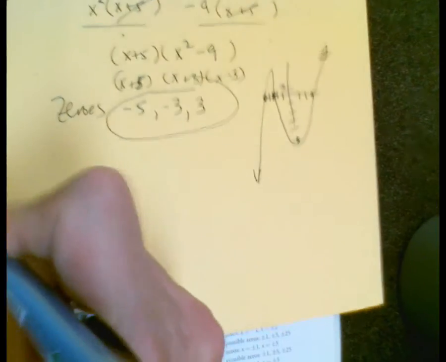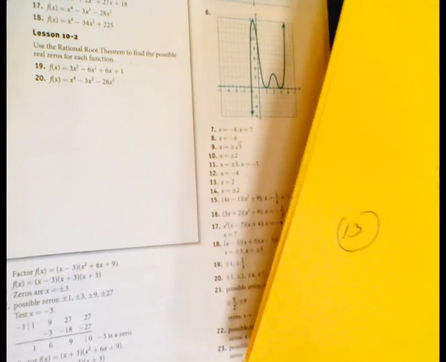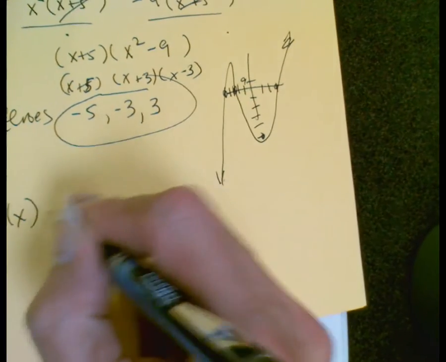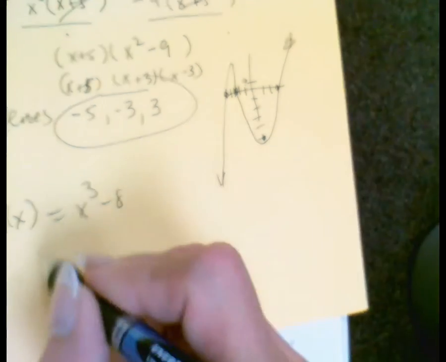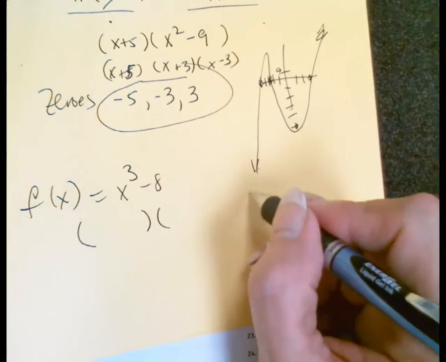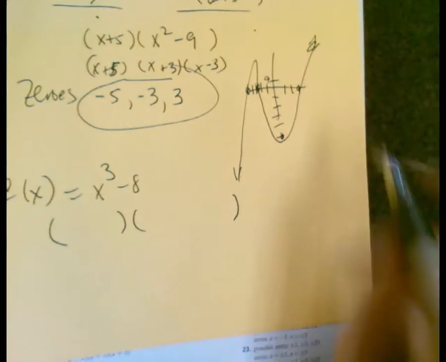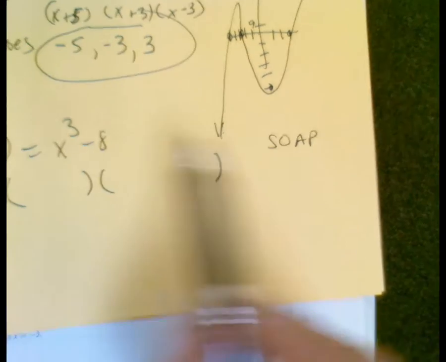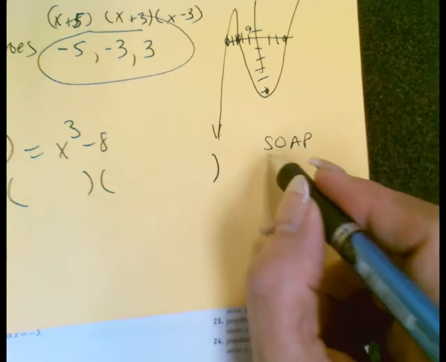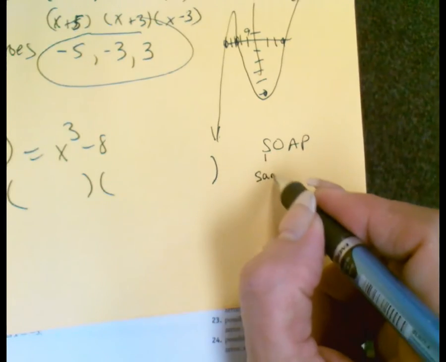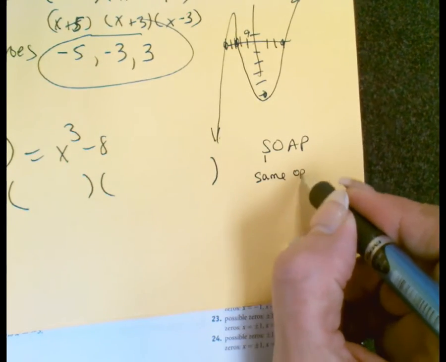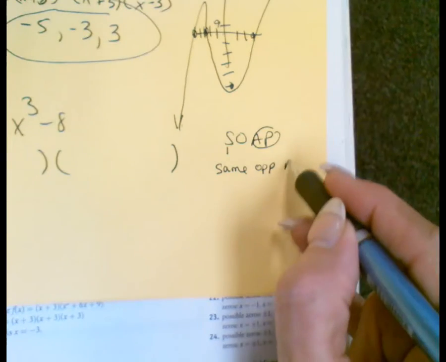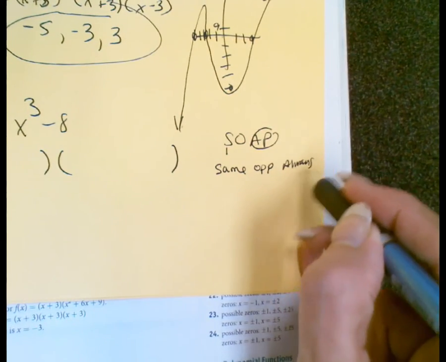Okay, 13 is x to the third minus 8. You may forget how to do this cubic one, but when you do cubics, you factor it with a binomial and a trinomial. Do you remember the word SOAP? SOAP comes into play when you do difference or sum of two cubes. SOAP means S means same, O means opposite, and AP means always positive.